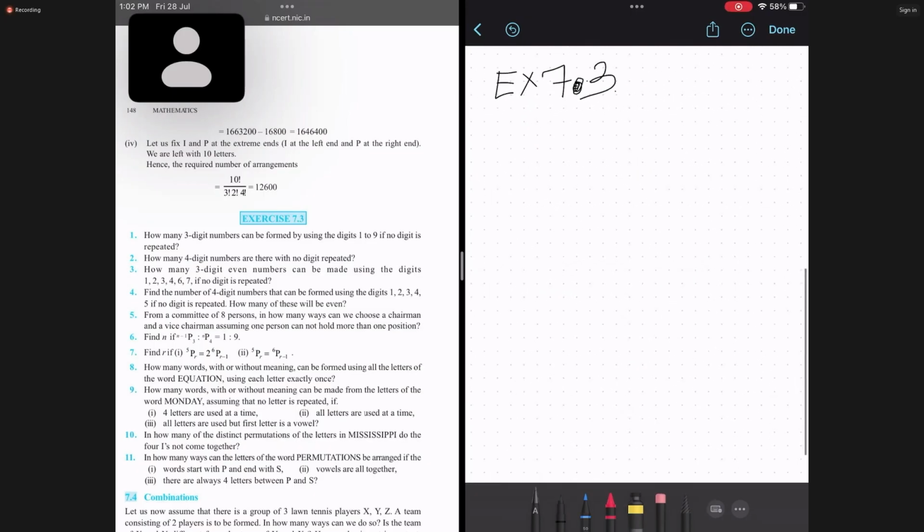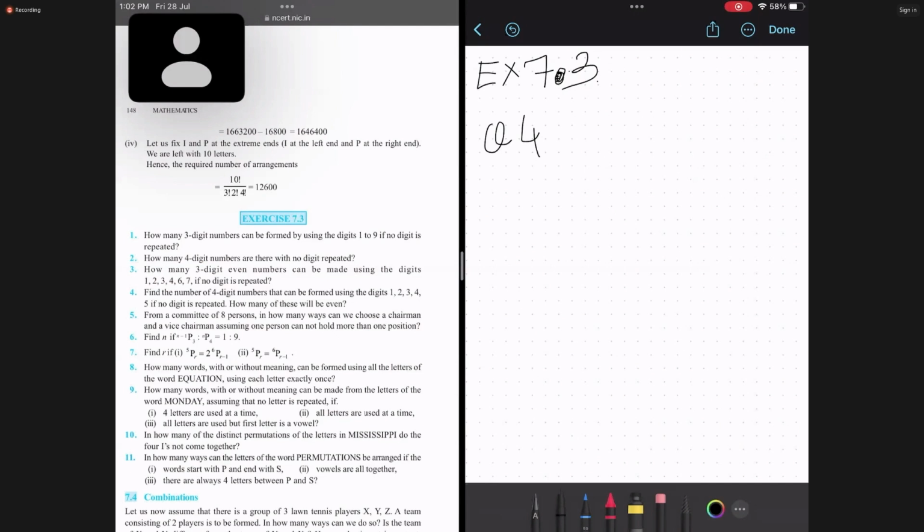Question number 4. Find the number of 4-digit numbers that can be formed using the digits 1, 2, 3, 4, and 5. If no digit is repeated, how many of these will be even? Correct. So this question can be divided up into 2 parts. The first part asks how many 4-digit numbers are possible. Straight up, we have to do nothing but permute 4 digits out of the 5 digits that have been given to us, and we will arrive at our answer.